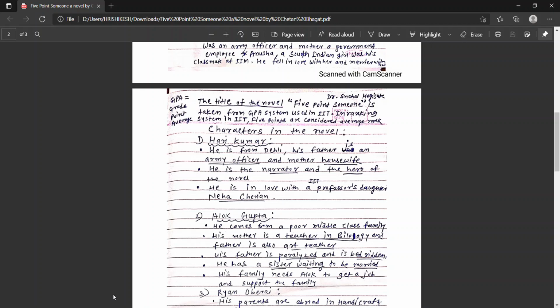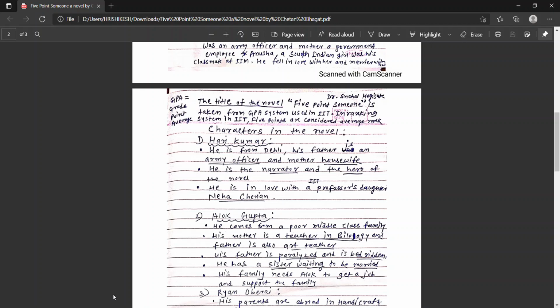But institutes. After discussing Chetan Bhagat's life and career in short, we have discussed the title of the novel. After the title of the novel, we will focus our attention on the characters in the novel.